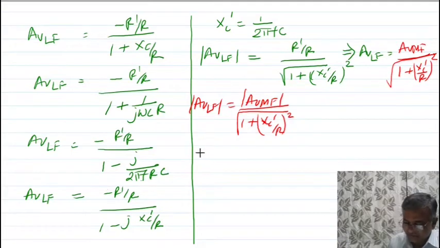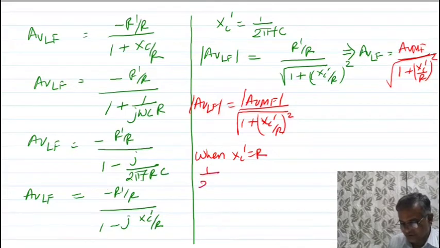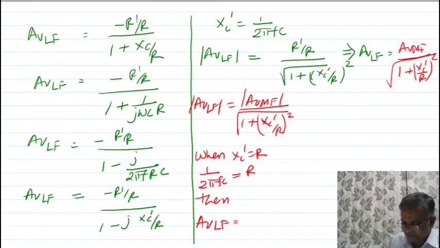Now look here, when Xc dash is equal to R, meaning 1 upon 2 pi FC is equal to R, then gain at low frequency is nothing but 1 by root 2 times the gain at mid frequency.